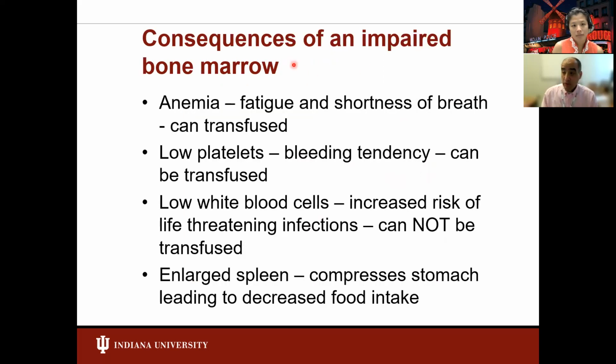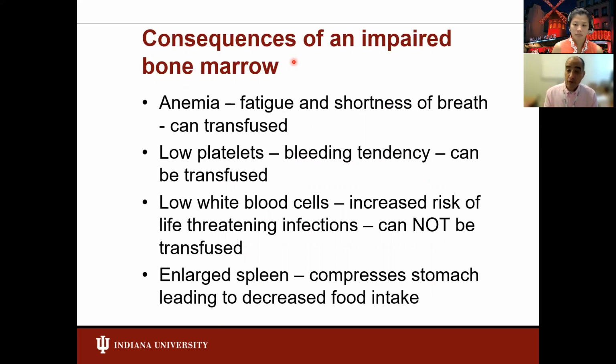So now that you have, unfortunately, this sort of more cortical bone going into the bone marrow, you can't make enough of those blood cells. And that then impairs our ability to have enough of the blood cells. And these are the different things that can happen from it.